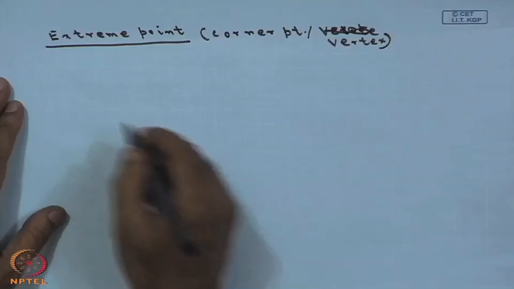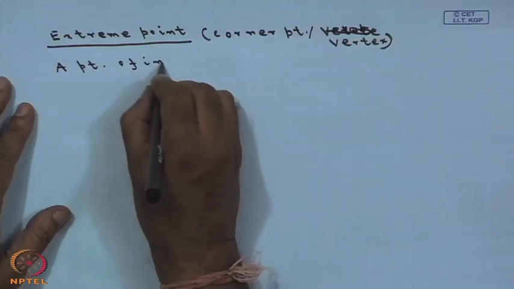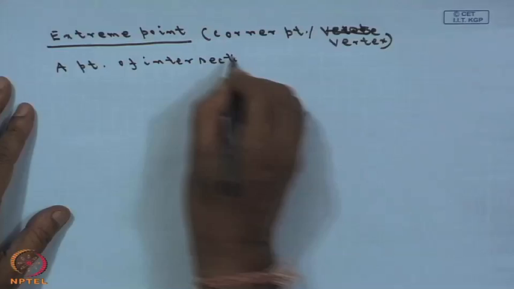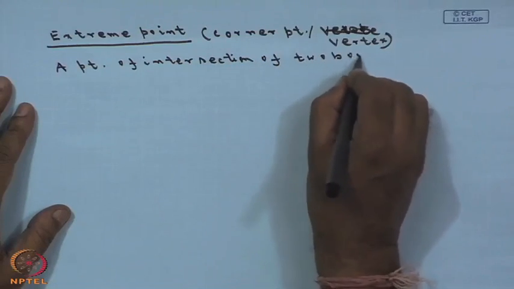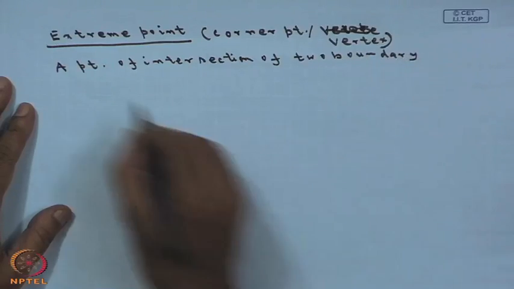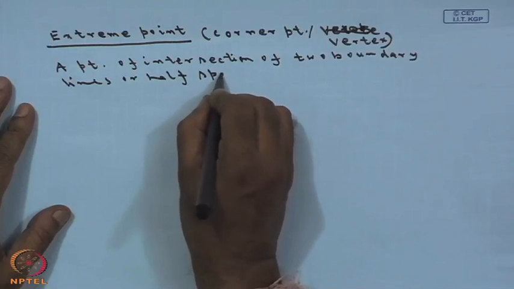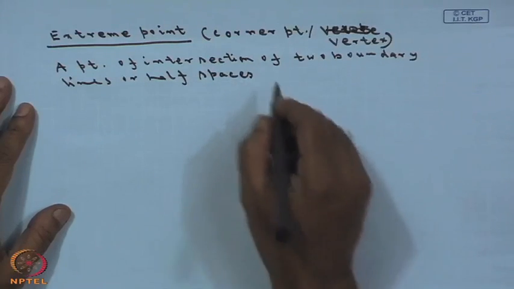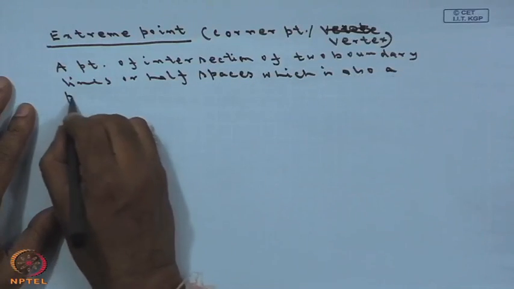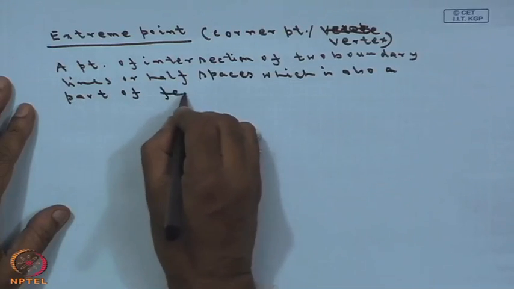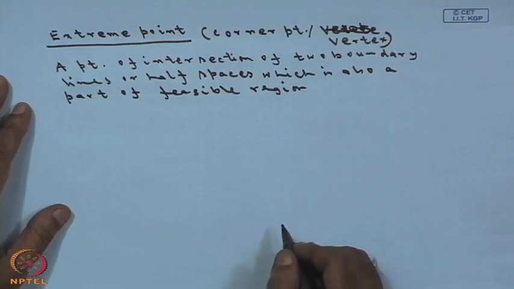If it is not clear, then you can see I am just writing: a point of intersection of two boundary lines. I am telling two boundary lines, or I can say half spaces, that is, between two constraints in other sense, of course, which is also a part of the feasible region, is known as the extreme point.